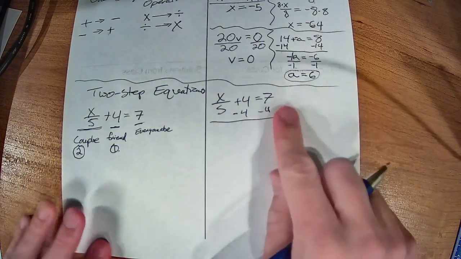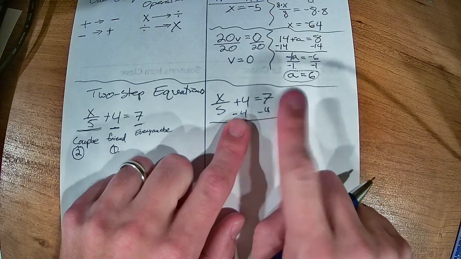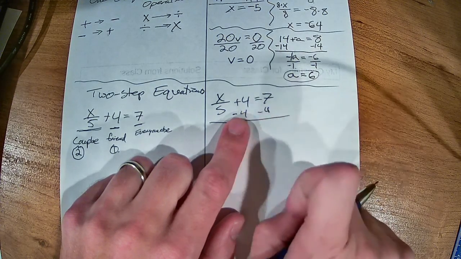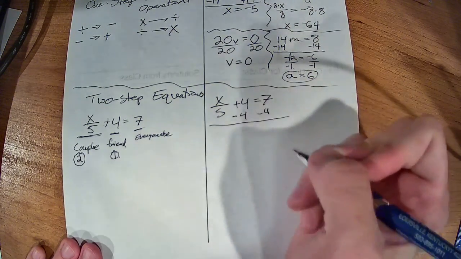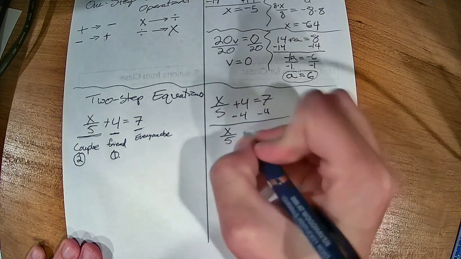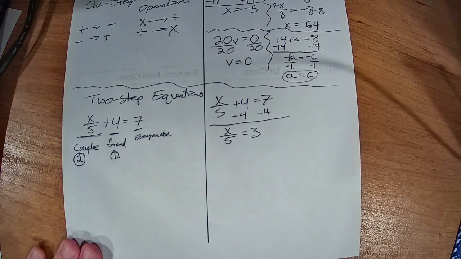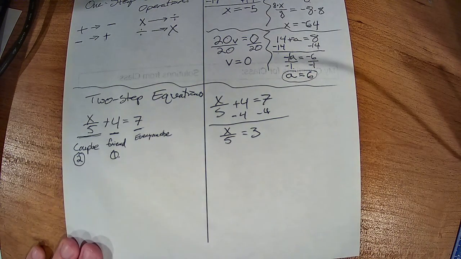And remember, by both sides, we mean both sides of the equal sign. We're subtracting on the left side here, and we're subtracting on the right side here of the equal sign. So 4 subtract 4 is 0, and 0 added to x over 5 is just x over 5. On the other side, we've got 7 subtract 4, that is 3. Excellent. Now we're going to split up the couple.